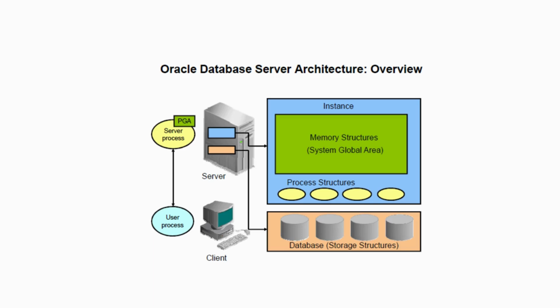There are three major structures in Oracle Database Server architecture: memory structures, process structures, and storage structures. A basic Oracle database system consists of an Oracle database and a database instance. The database consists of both physical structures and logical structures.